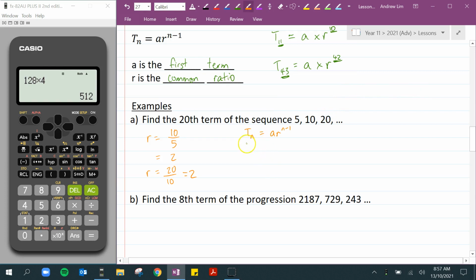So we want to find the 20th term. A is the first term. The first term in this sequence is 5. The common ratio, we've worked it out to the left of here, is 2. And to the power of 19, n minus 1. So we can put this in our calculator: 5 times 2 to the power of 19. That's 2,621,440.